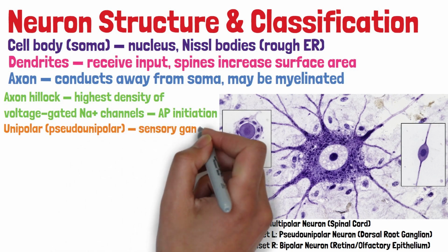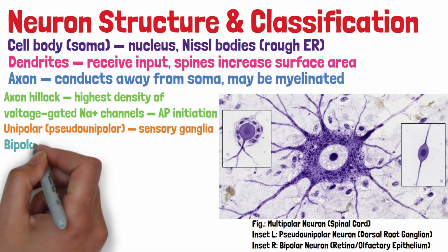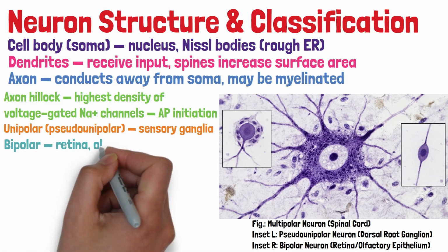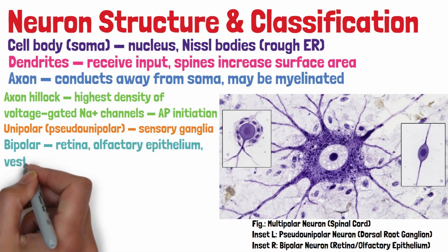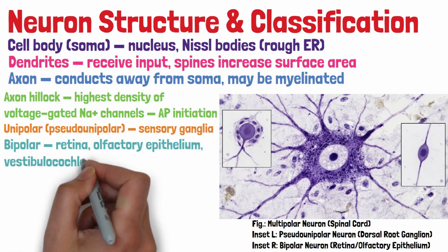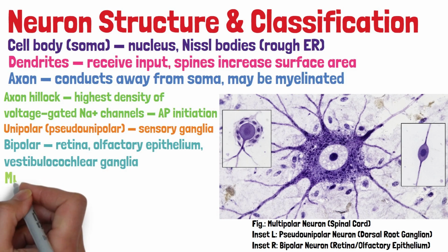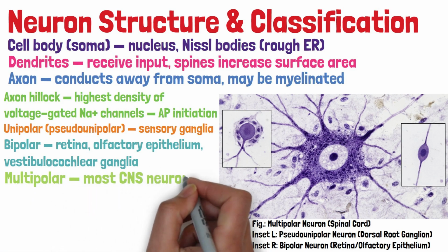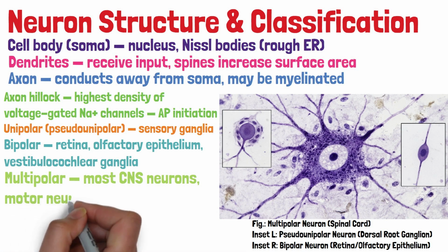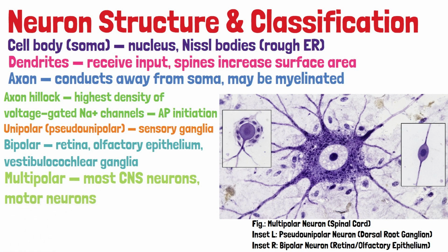Bipolar neurons have one axon and one dendrite, and they're specialized for sensory relay. Think the retina, olfactory epithelium, and vestibulocochlear ganglia. And multipolar neurons with many dendrites and one axon are the workhorse. Most CNS neurons and motor neurons fall into this category.